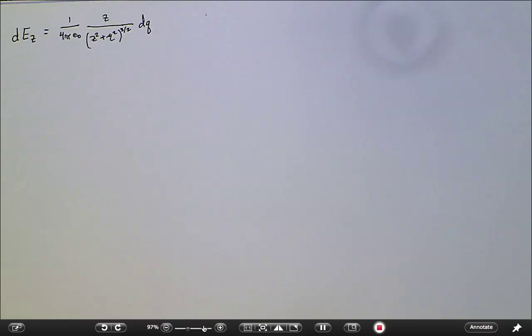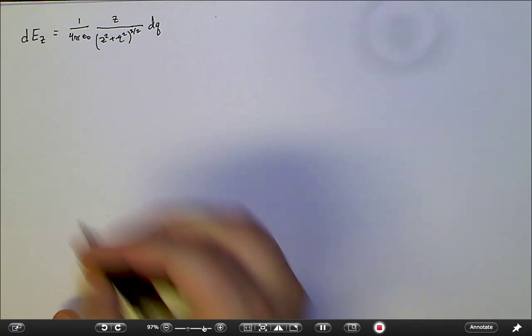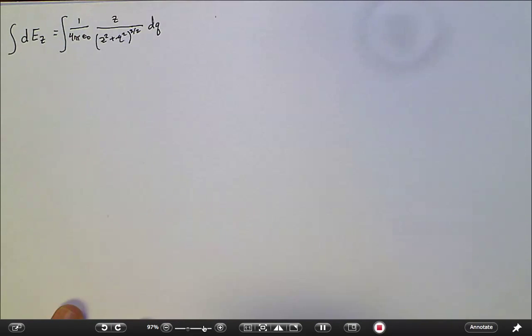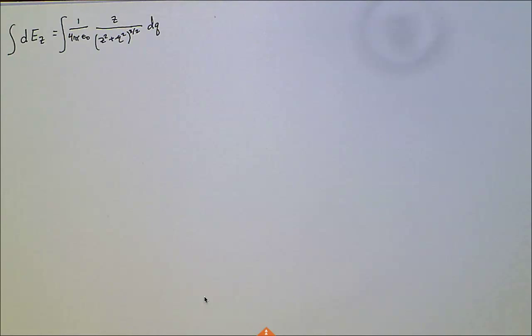Here we have our dEz due to the charge. Now, if I want to find out the total electric field, I need to add up all of the little components. So that means that I will integrate over both sides, because that's all the integral is, just adding up a whole bunch of different components. So now we look at this and we say, okay, this looks like fun, but I can't integrate over dq. That doesn't make any sense.